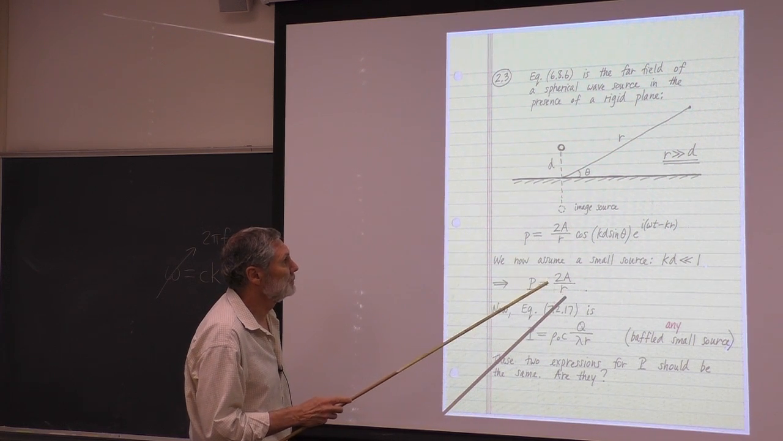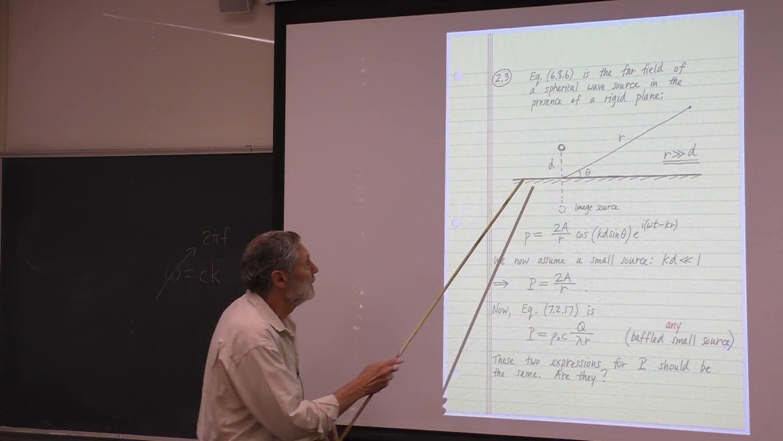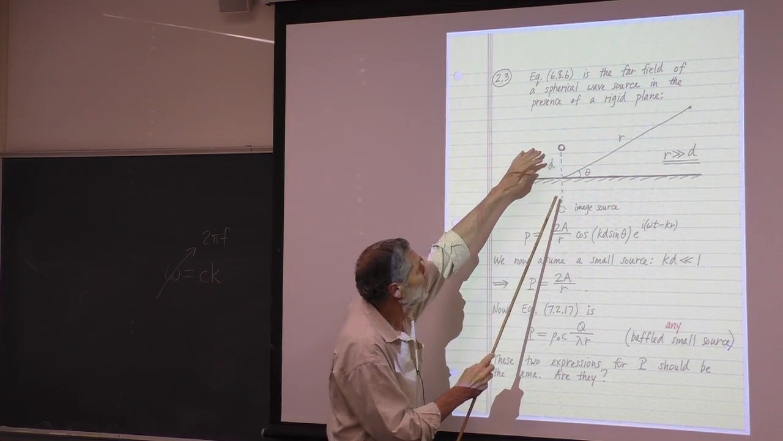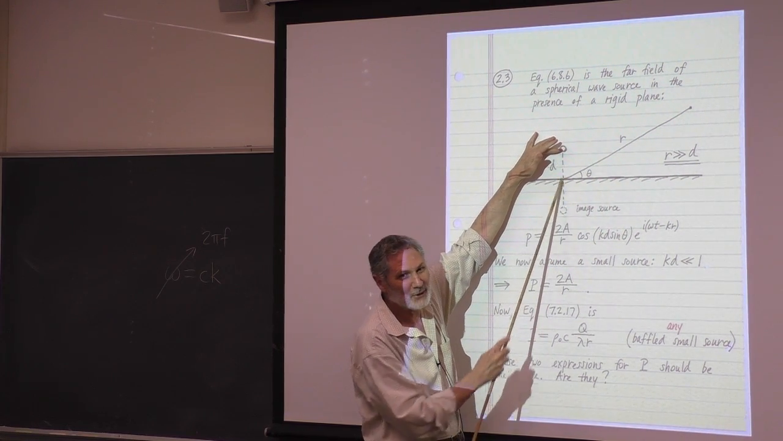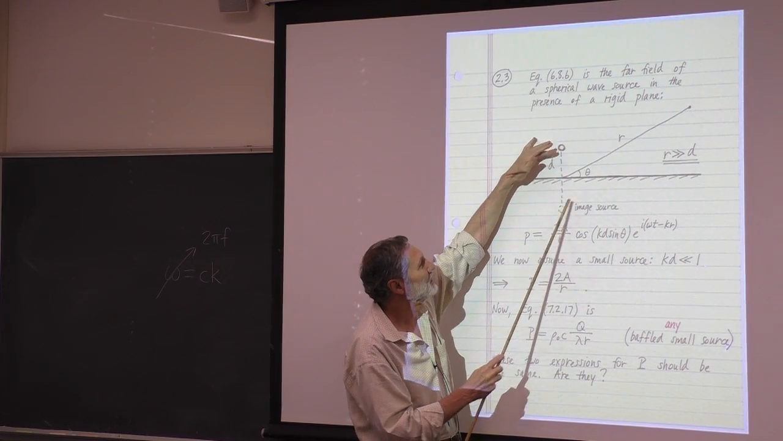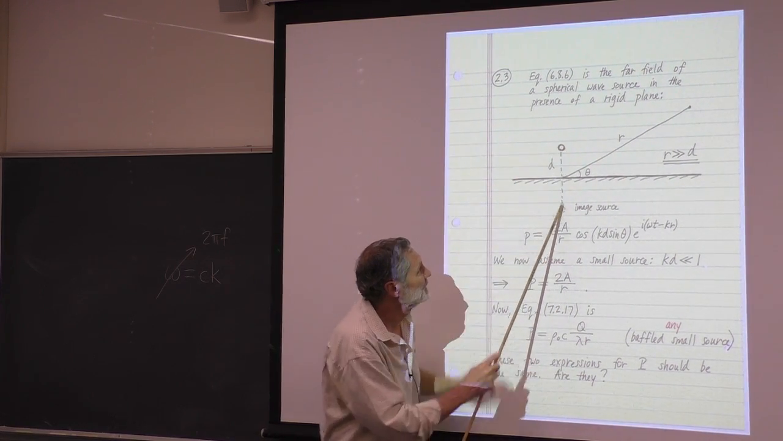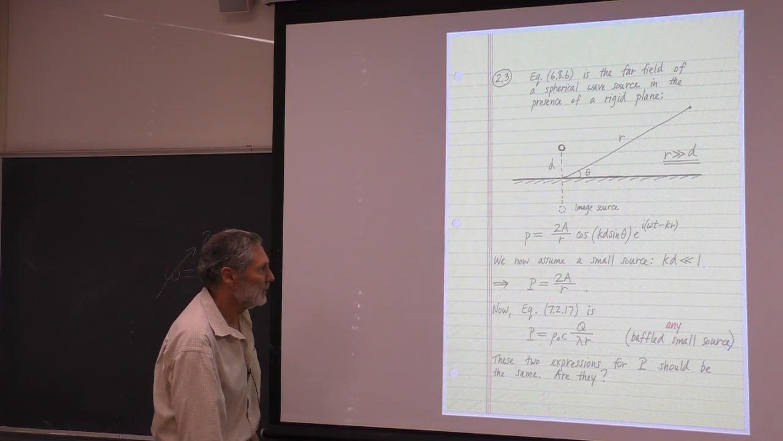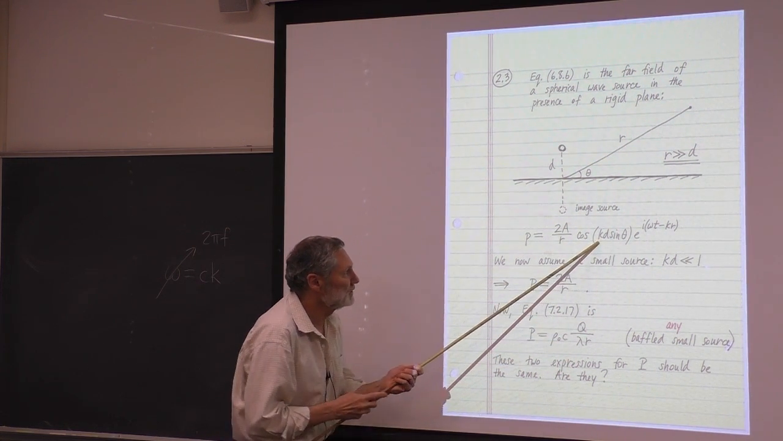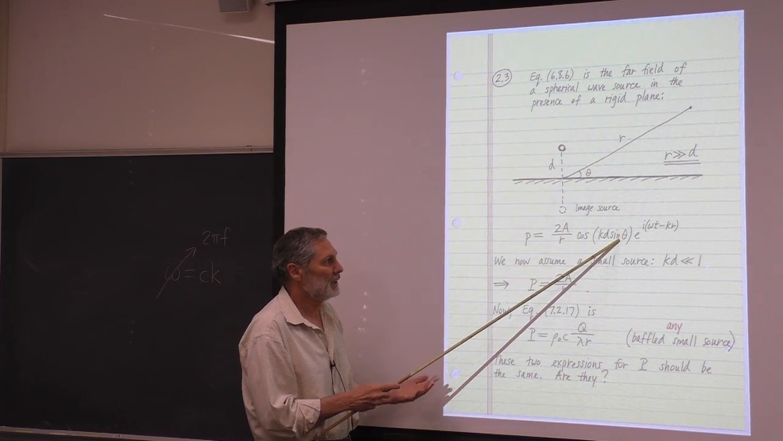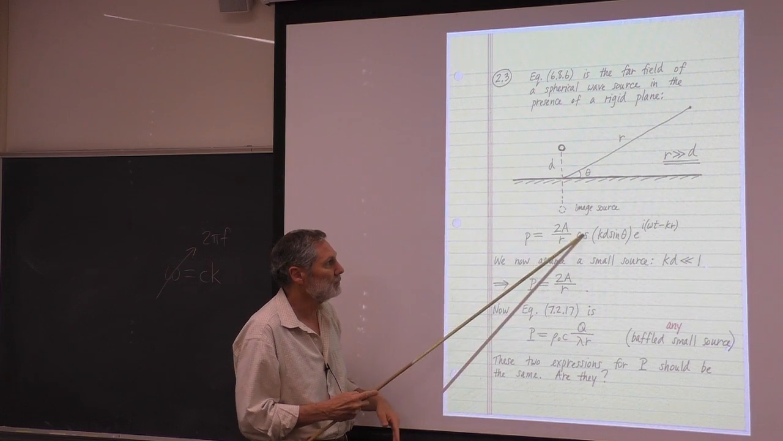Now we're going to assume a small source, and by that we mean that really we think of this as the source, right? We can replace the plane by putting this image source here. So a small source means that this distance here is small compared to the wavelength, or kd is much less than 1. So when kd is much less than 1, what's this equal to? Well, the sine is at most 1, and if kd is small, this is going to be the cosine of approximately 0. It's going to be 1.